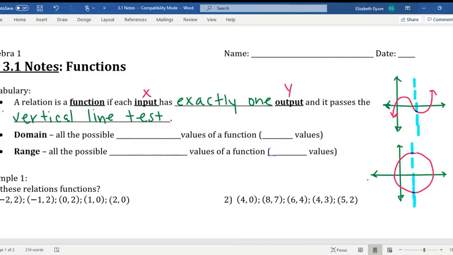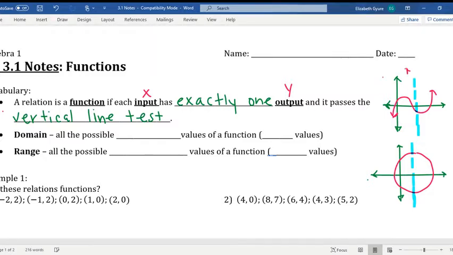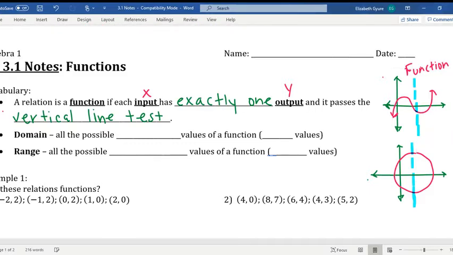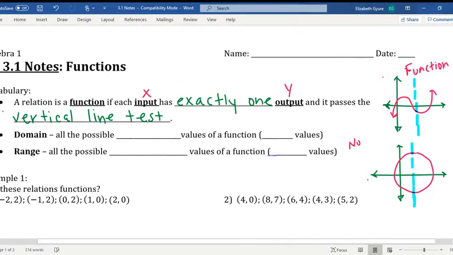Okay, so this one, if I asked you, you would say this top one is a function. But this bottom one is not a function. Except I can't write like that on here. Do it over here. Not a function.